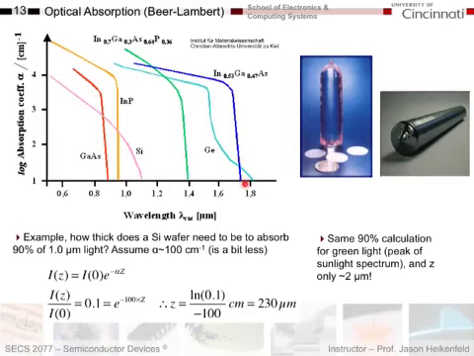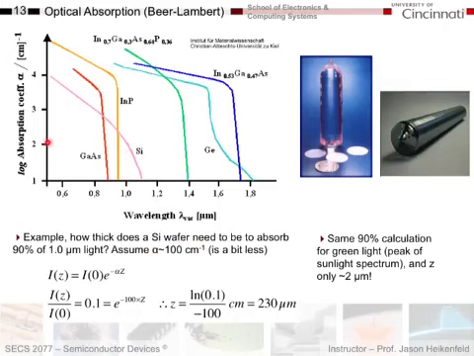Now, let's do a sample calculation. How thick does a silicon wafer need to be to absorb 90% of 1 micron light? So if I'm at 1 micron here, I'll assume that I'm over here at 2. Let's say that's log of 100. Okay, my absorption coefficient is 100 inverse centimeters. It's a little bit less on this plot, but let's say that's close enough.